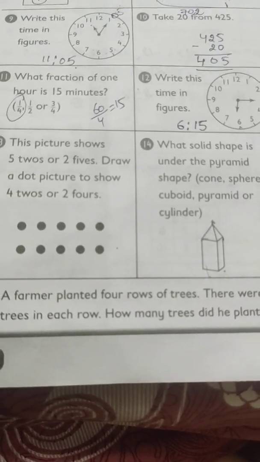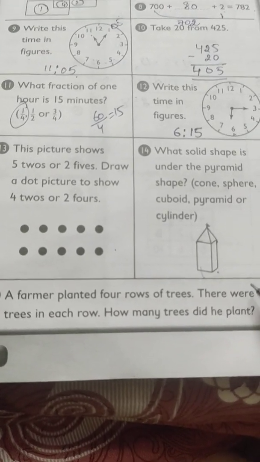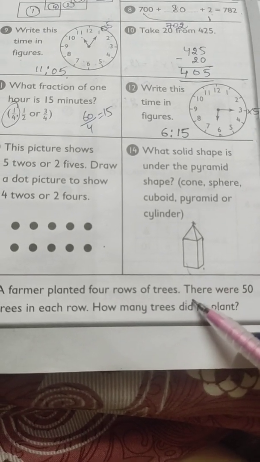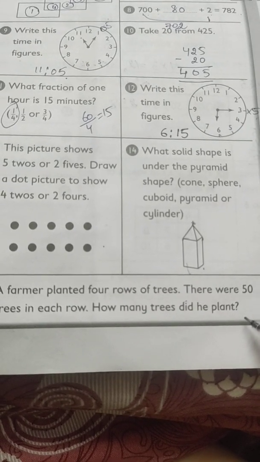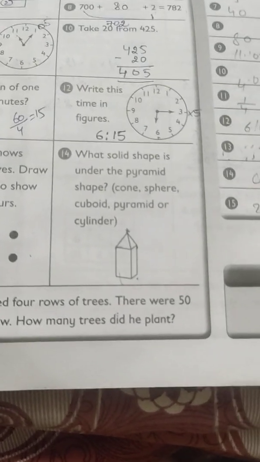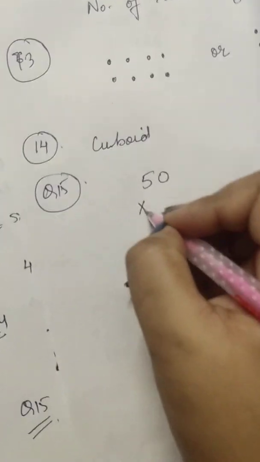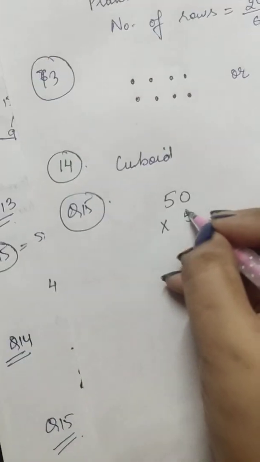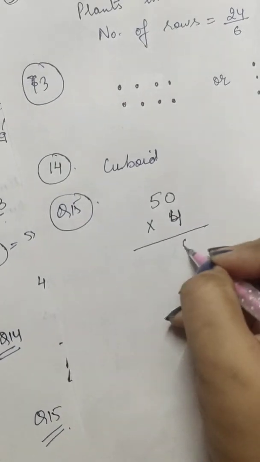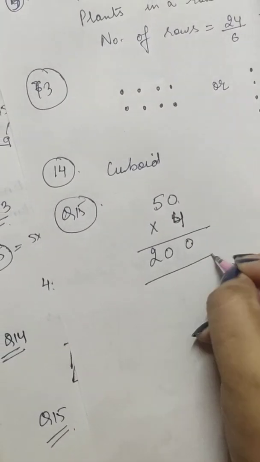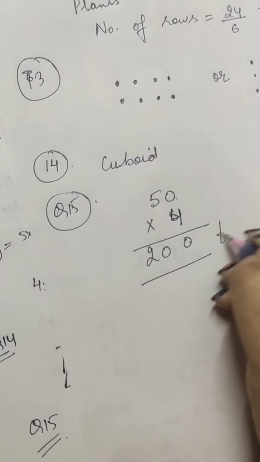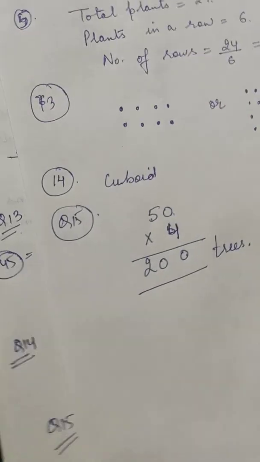Next is your question number 15. A farmer planted 4 rows of trees. There were 50 trees in each row. How many trees did he plant? So you have to multiply 50 and 4. So 4 times 0 is 0, and 4 times 5 is 20. So how many trees? 200 trees.